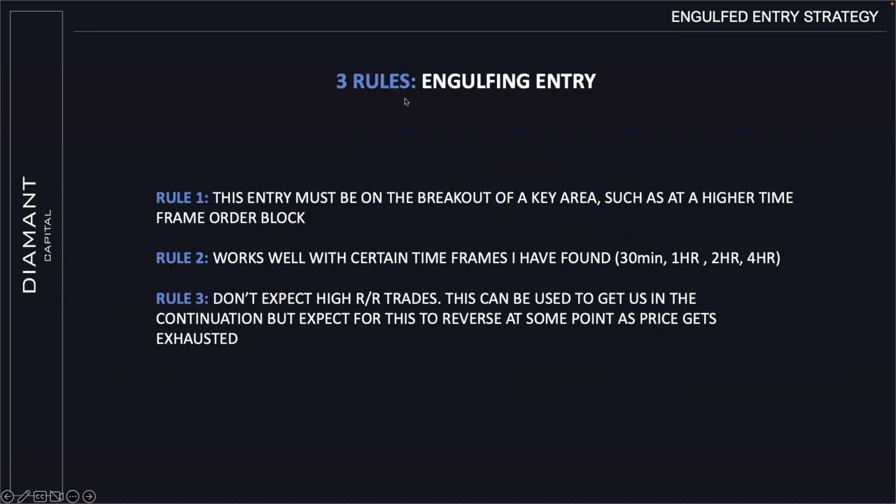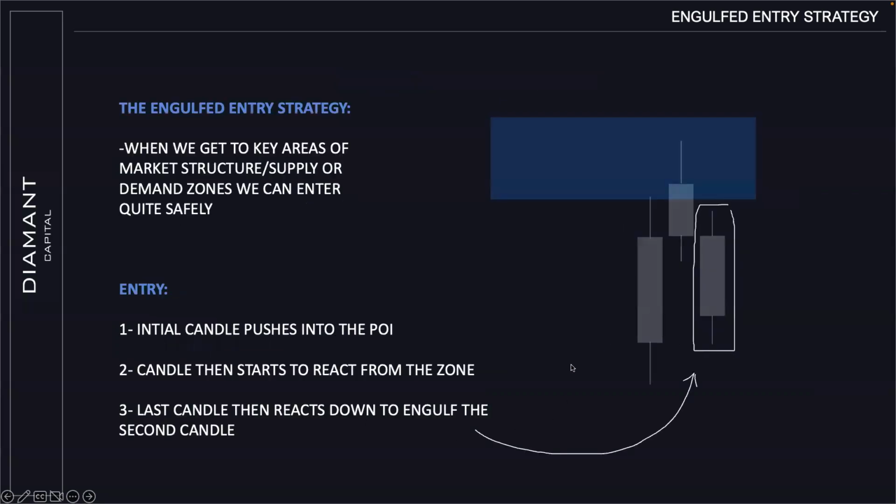In terms of the three rules that I always set for myself: the entry must be on the breakout of that key area, as we've talked about, such as a high time frame order block, and I'm going to give an example of what that looks like as well. Rule two: it works well with certain time frames, and the ones I've found work very well are 30-minute, 1 hour, 2 hour, and 4 hour, particularly the 1 hour and 2 hour. That's mainly what we're going to be looking at. Rule three: don't expect high risk to reward trades. We can use this to get into a continuation, but expect this to reverse at some point as price gets exhausted. Now, in terms of the strategy, this is what I've talked about.